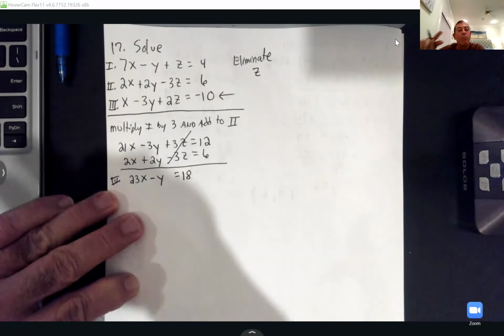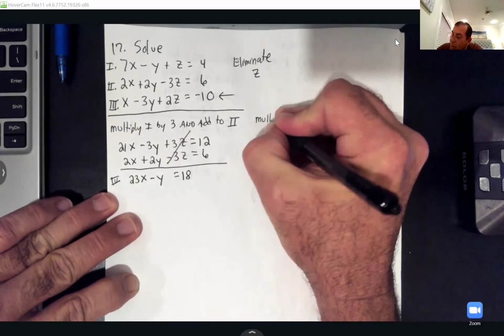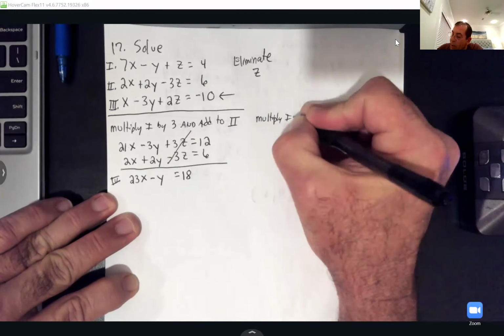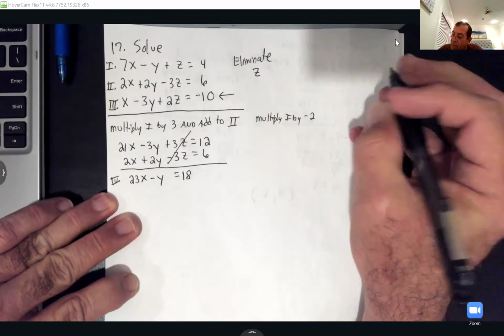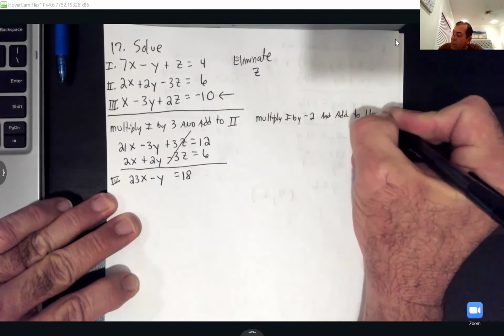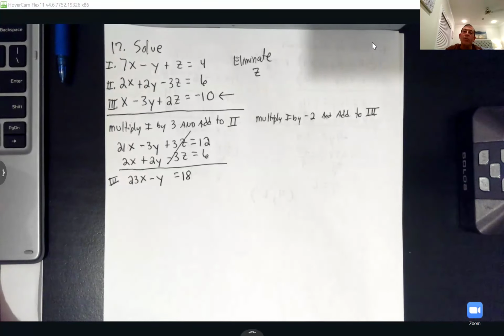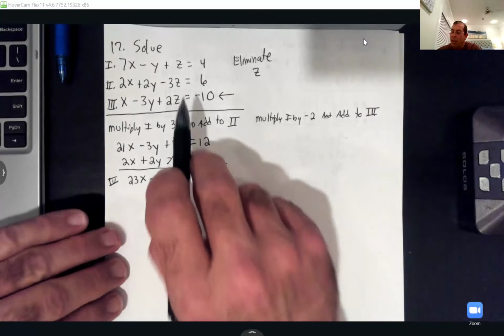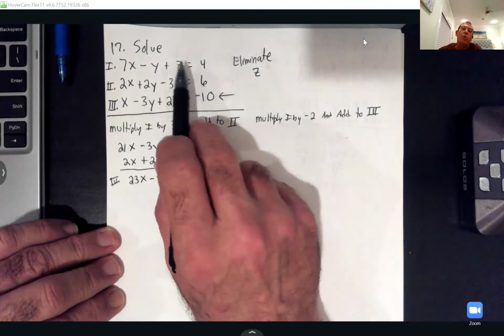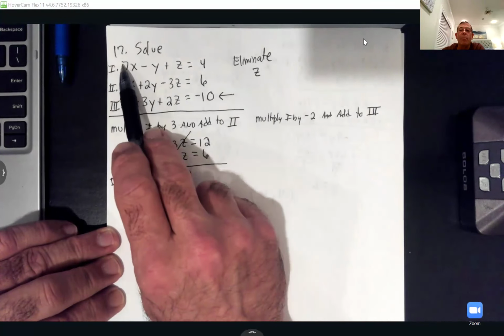So I'm using row 1 again on this system. So this time I'm going to multiply 1 by -2 and add to my equation 3. Okay, so that's the trick. You got to use all three of these equations, but one of them is going to be used twice, and that was my equation 1 here. So let's multiply equation 1 by -2.